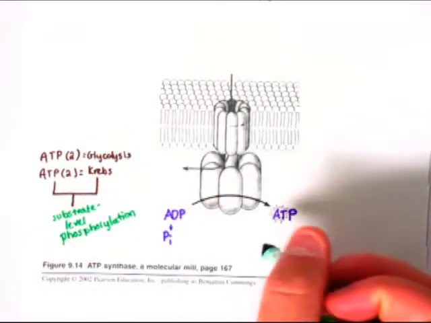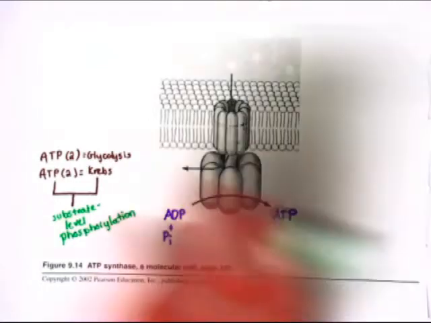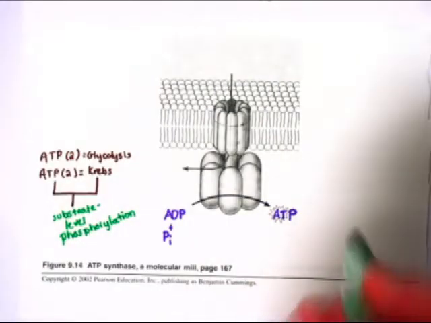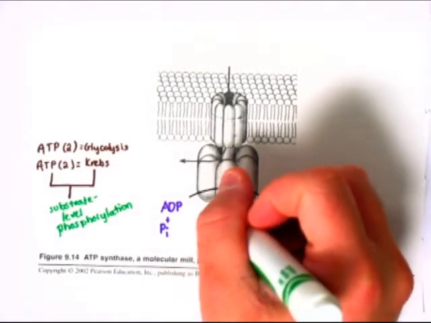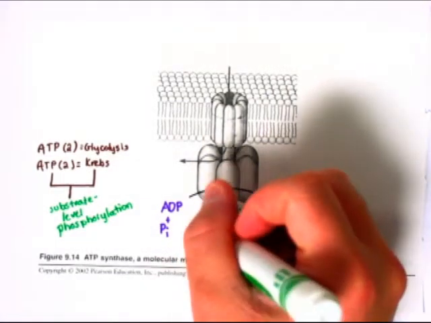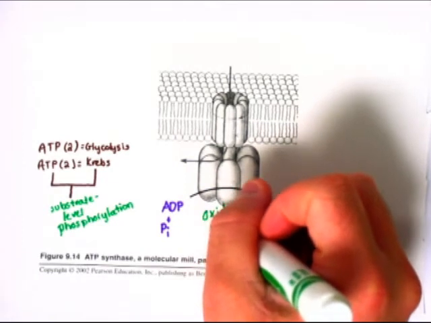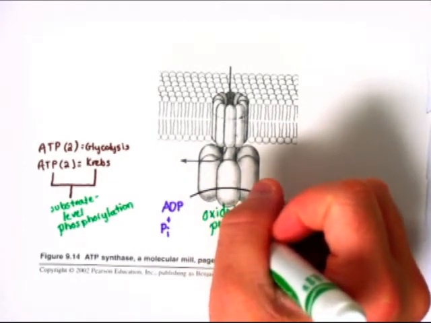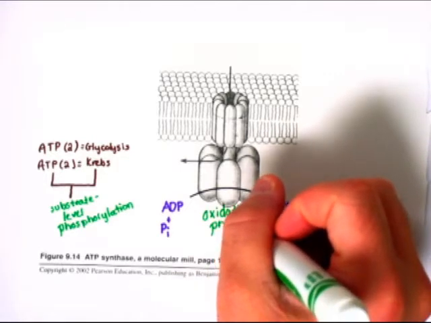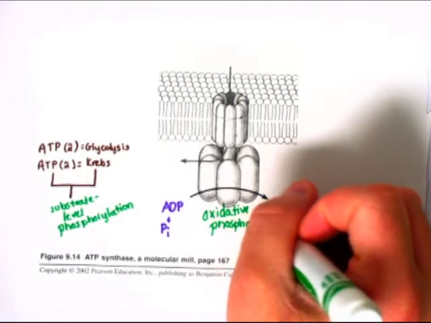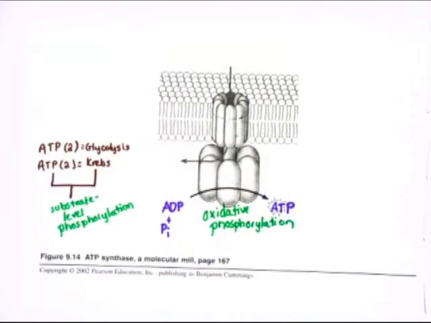So I would say that now we have not substrate level phosphorylation, but I would say that this is oxidative. Oxidative phosphorylation. Okay, cool.